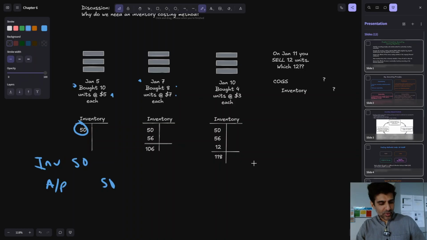So we have $5 each unit here, $7 here. This is a similar kind of thing. This is where the 56 comes from, right? 8 times 7 is $56, so the total value of the purchase is $56. So now we have $106 of inventory.